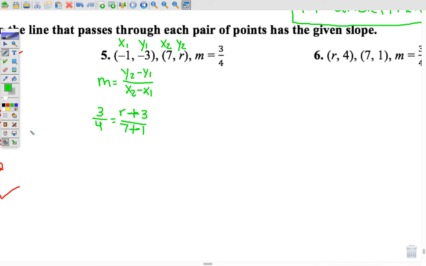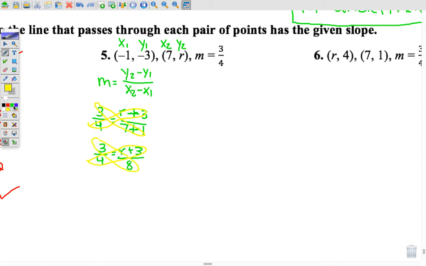Now, unlike number 4 that we just did, we don't have to put this over 1 because you already have a fraction and we can easily cross multiply all of this. But before I do that, I forgot one thing. I'm going to rewrite this. 3 over 4 is equal to r plus 3. I need to simplify that. 7 plus 1 is 8. Okay, now we can go ahead and cross multiply both sides.